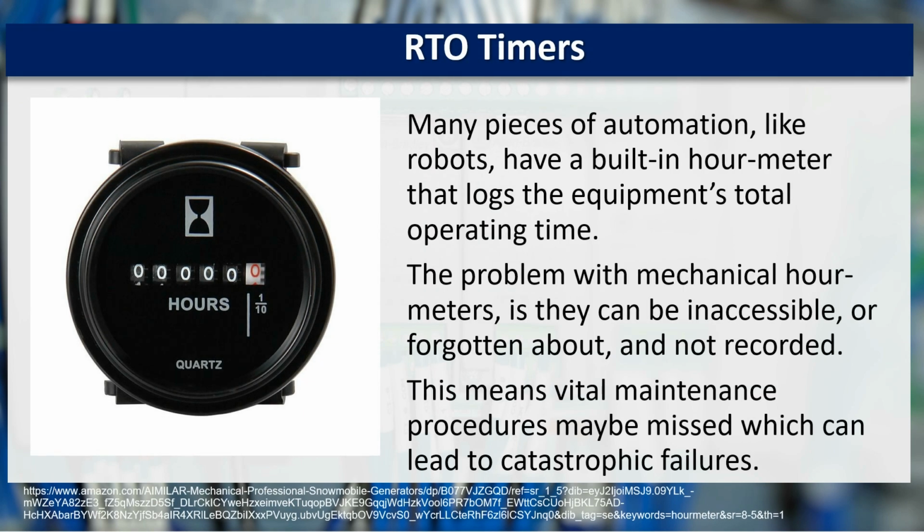Many pieces of automation, like robots, have a built-in hour meter that logs the equipment's total operating time. The problem with mechanical hour meters is they can be inaccessible or forgotten about and not recorded. This means that vital maintenance procedures may be missed, which can lead to catastrophic failures.